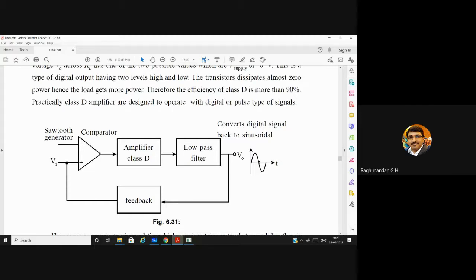Okay, so this is about class D power amplifier. After that, we are having the last type of amplifier, that is class AB amplifier, that will end up the power amplifier part. So we will do that in the next class.